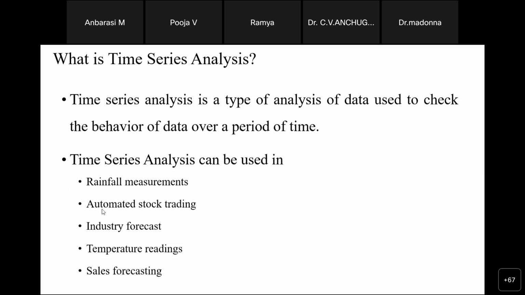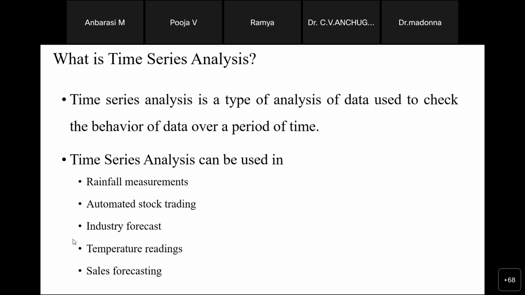Even automated stock trading uses time series data. They analyze the historical stock prices to identify the current trend, and then based on that they can forecast the future price.